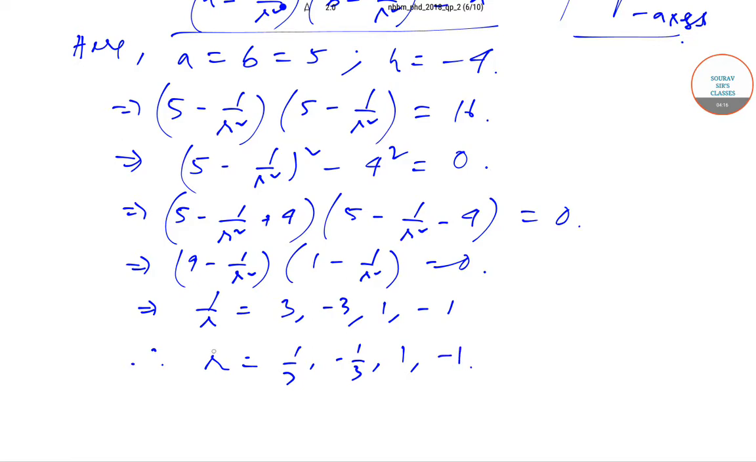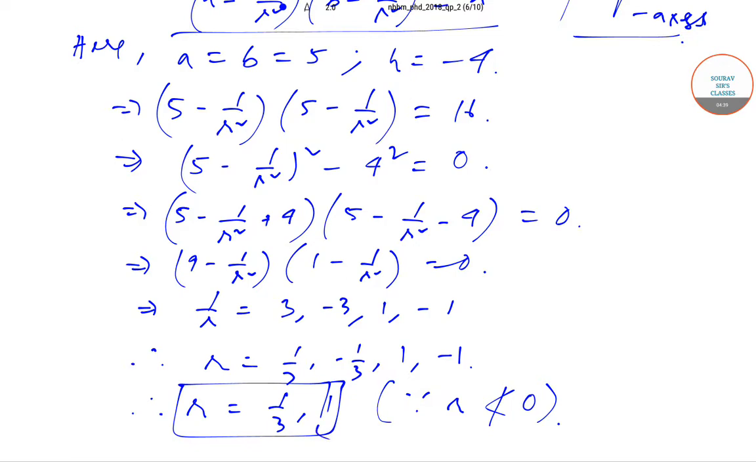Now we know that length cannot be negative. So therefore r is equal to 1 by 3 and 1, since r cannot be less than 0 or it cannot be negative. Okay, so therefore r equal to 1 by 3 and r equal to 1 is nothing but the length of semi axis. Okay, so 1 by 3 and 1 is the required answer.